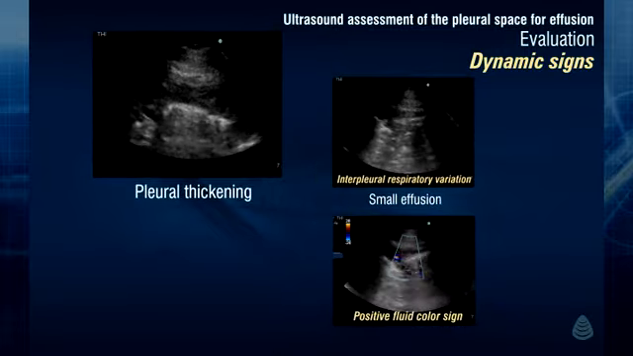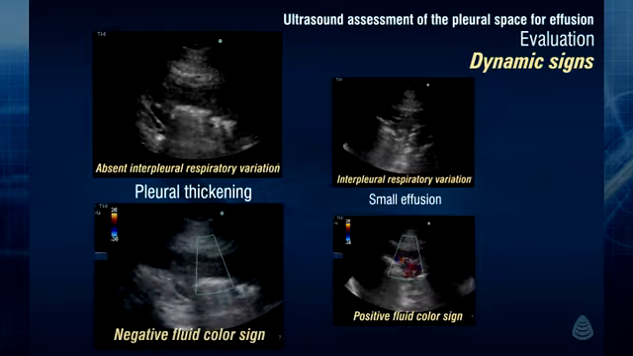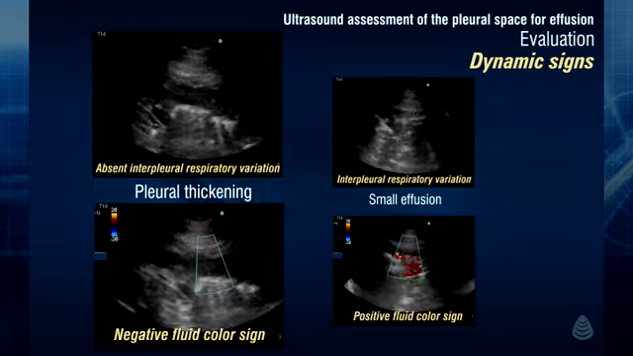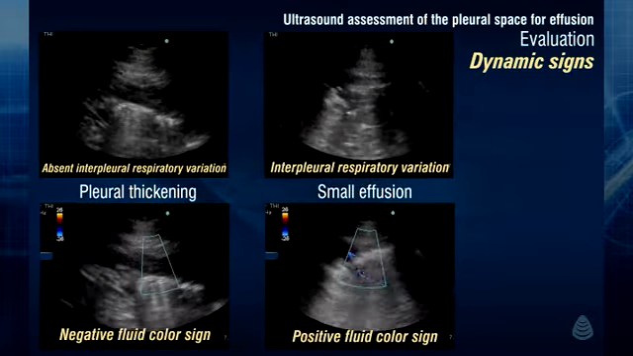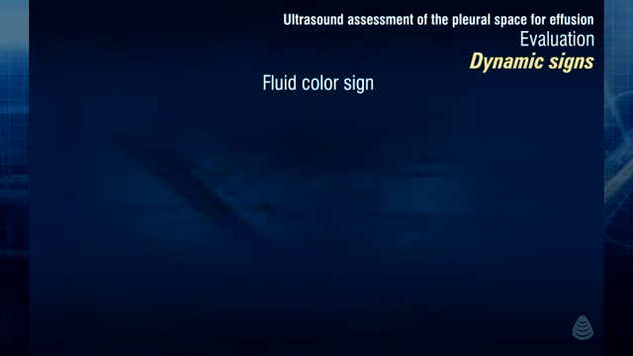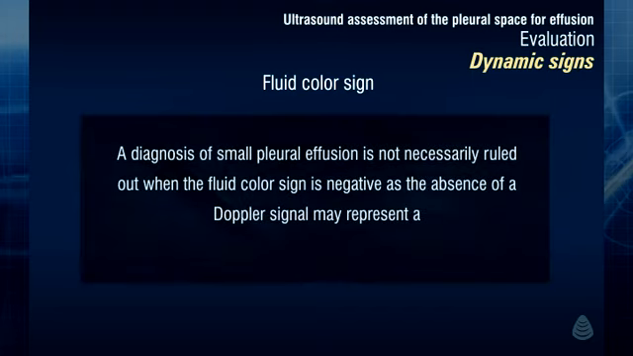On the clip on the left, the absence of an interpleural respiratory variation and a negative fluid color sign make the diagnosis of a small pleural effusion much less likely. However, have in mind that despite being less likely, a diagnosis of small pleural effusion is not necessarily ruled out when the fluid color sign is negative, as the absence of a Doppler signal may represent a false negative.